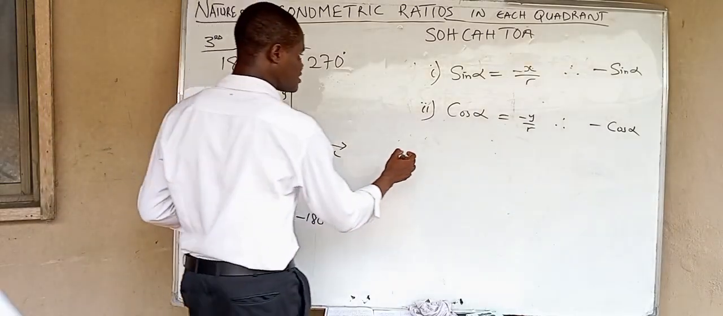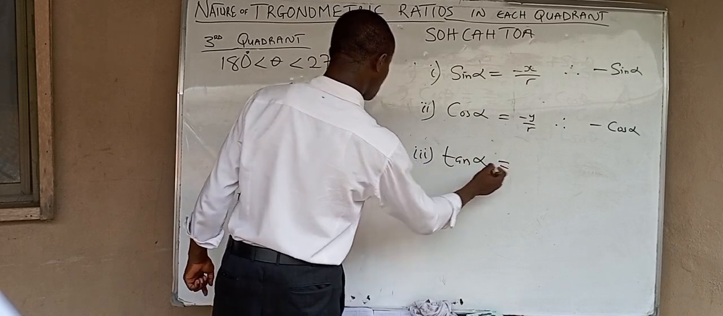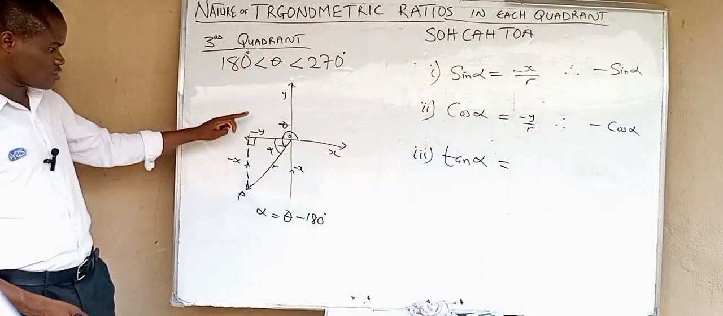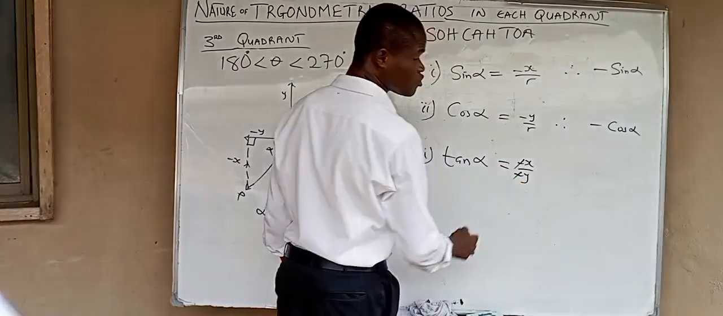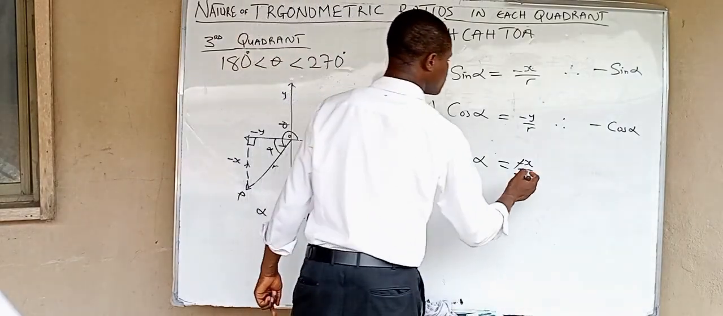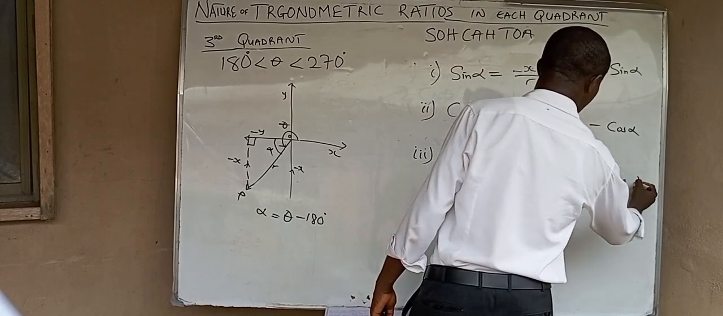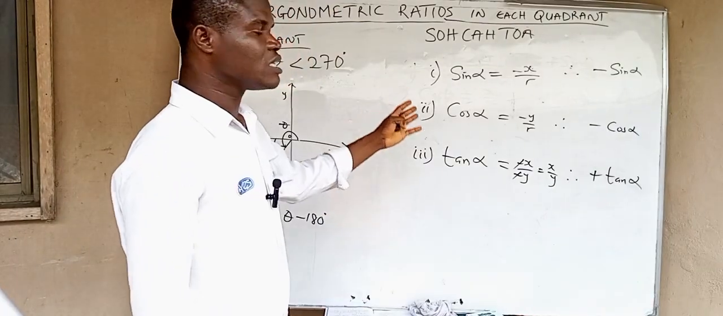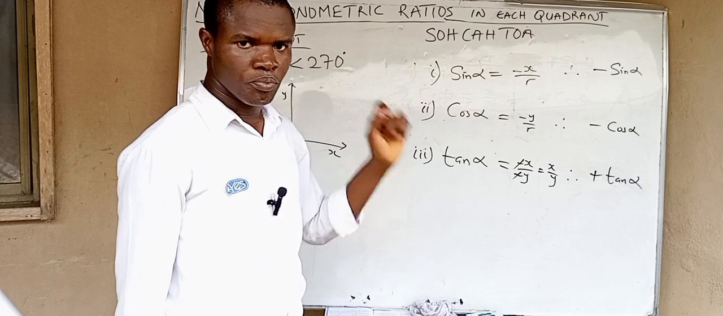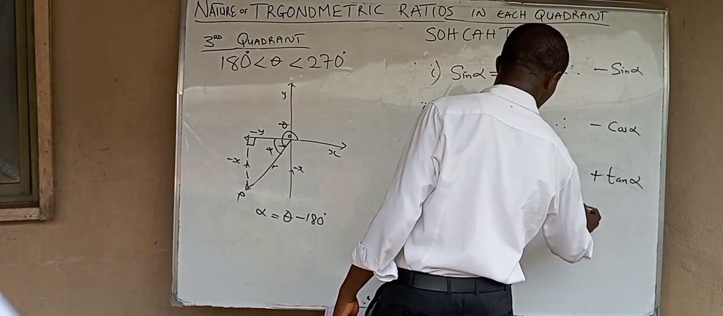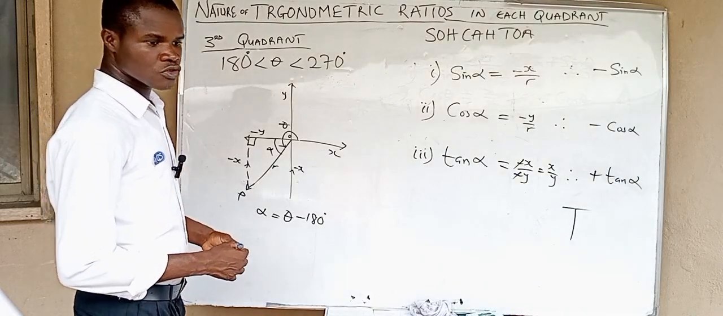So let's go to the third one, tangent of alpha. Tan alpha is opposite over adjacent. So minus x over minus y. We cancel the minus, so that we now have x over y. So this is plus tan alpha. That means within the third quadrant, only tangent of an acute value will give us a positive. So it means in the third quadrant, only tangent is positive. Then let's now go to the fourth quadrant.